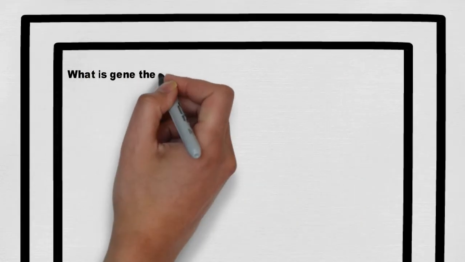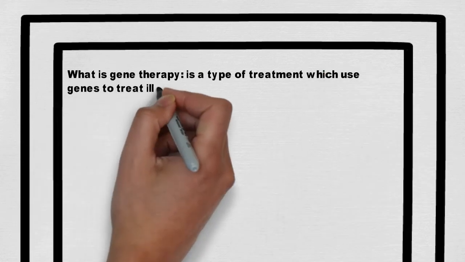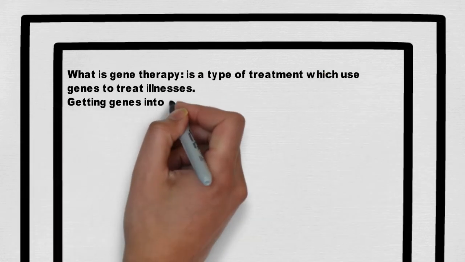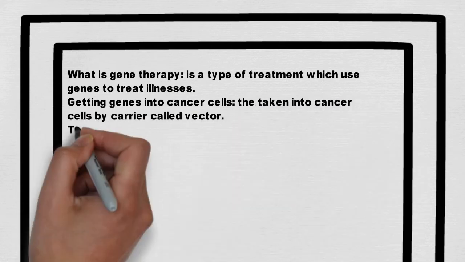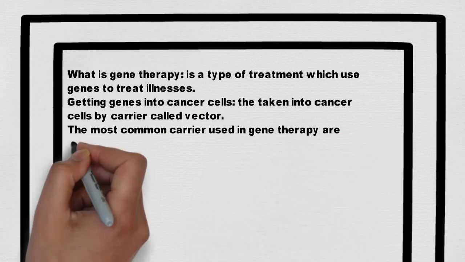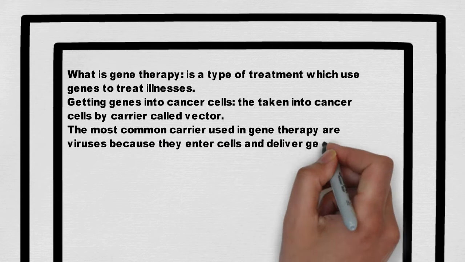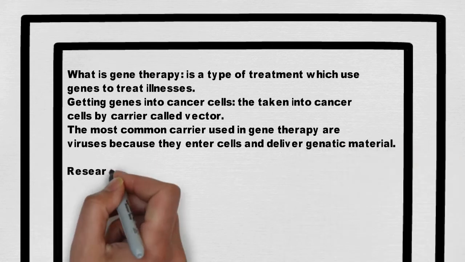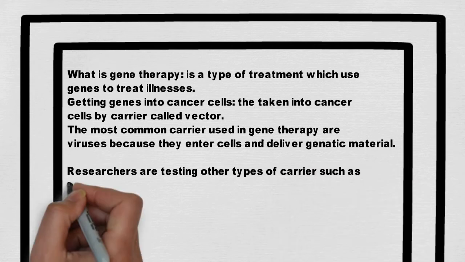What is gene therapy? It is a type of treatment which uses genes to treat illnesses. Getting genes into cancer cells: they are taken into cancer cells by a carrier called a vector. The most common carriers used in gene therapy are viruses, because they enter cells and deliver genetic material. Researchers are testing other types of carrier, such as inactivated bacteria.